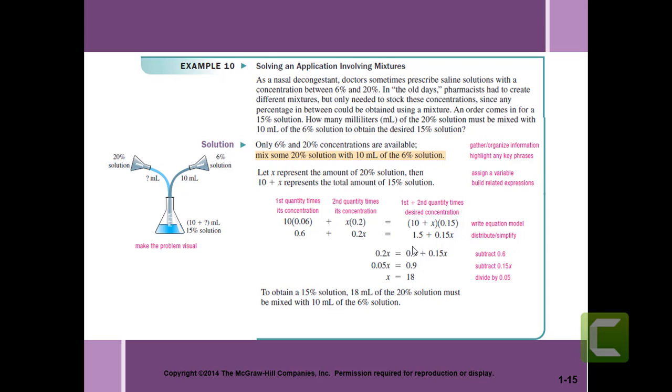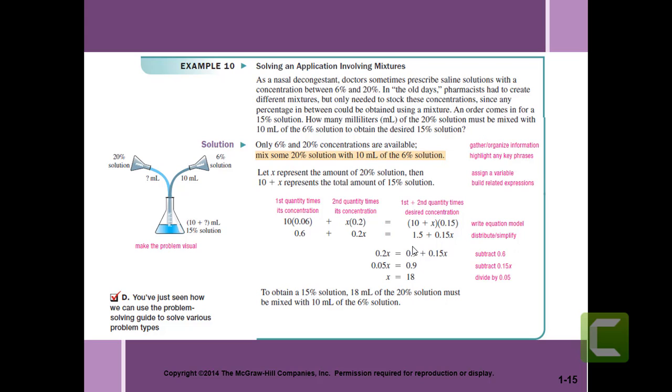So what does that mean? Well, we're going to end up with a final volume of 28 milliliters altogether. So our final solution, which is going to be a 15% solution, will end up being 28 milliliters in volume. Okay, but the question is how much of the 20% solution must be added, and that answer is 18 milliliters. Okay, so I hope that made sense.